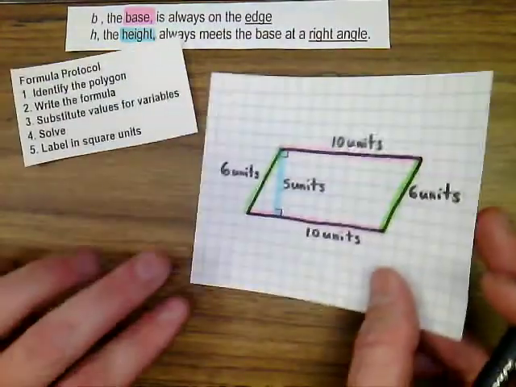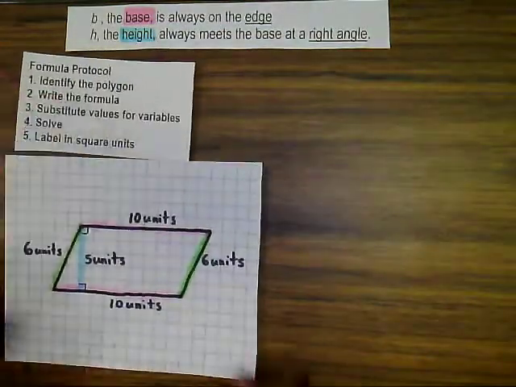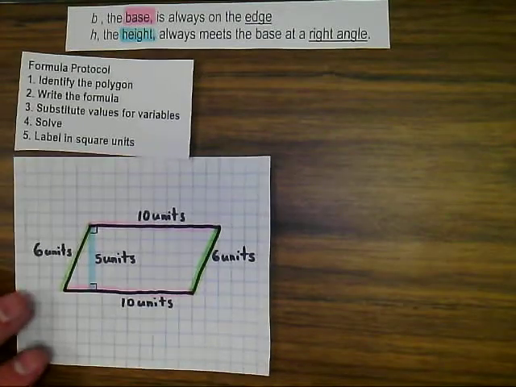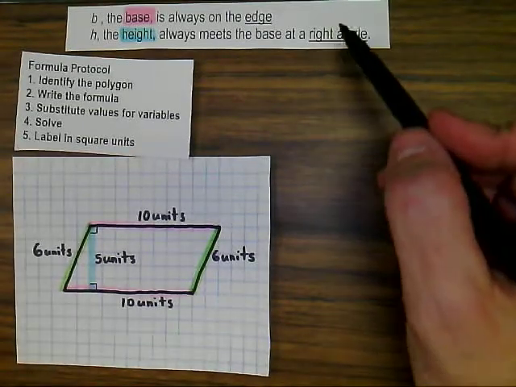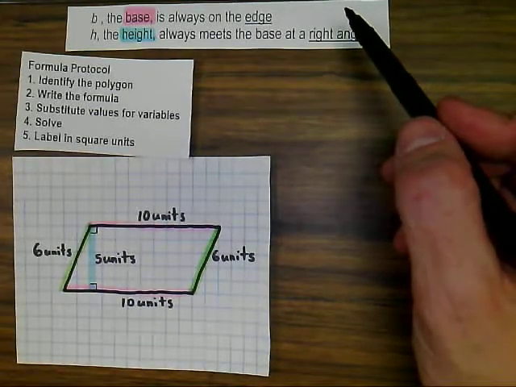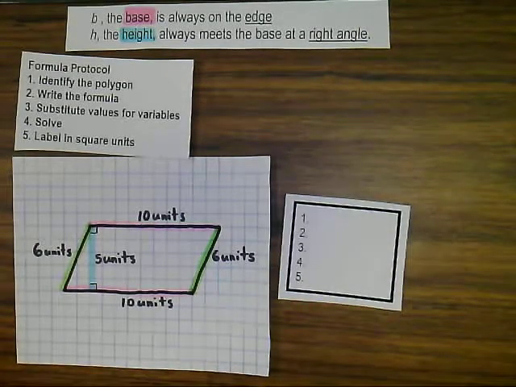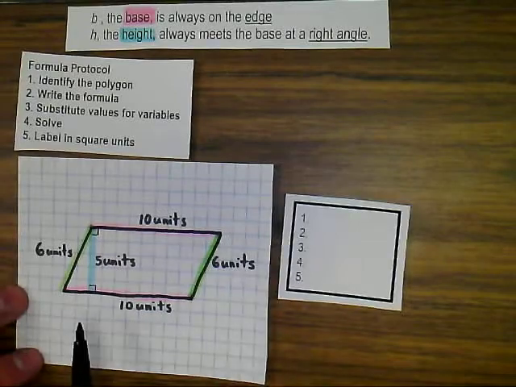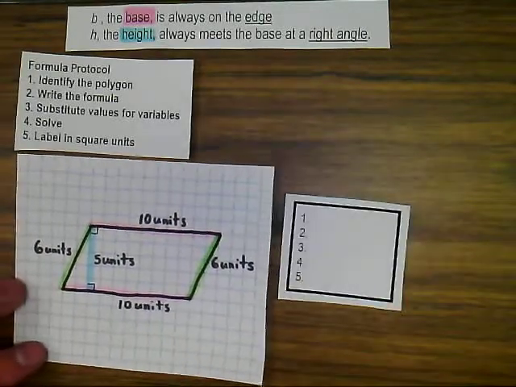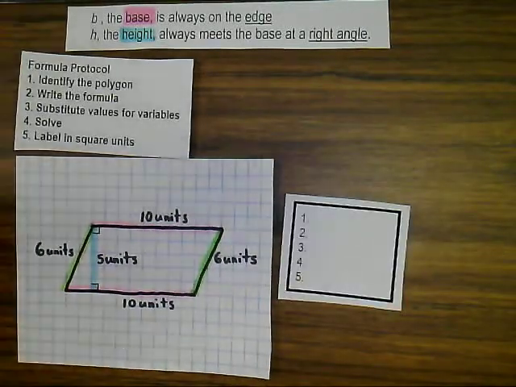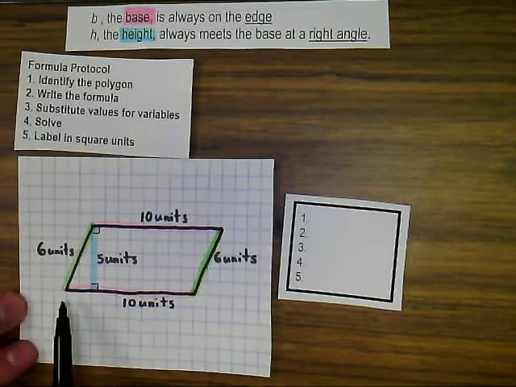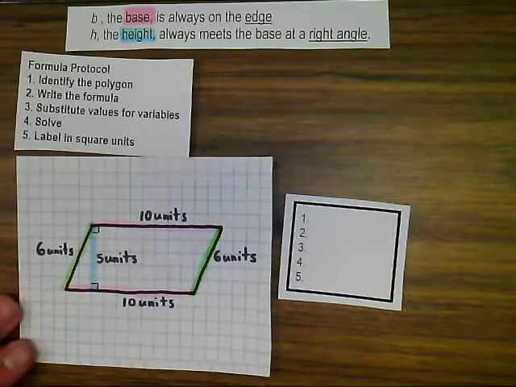Now in this situation, we have a parallelogram and it has more labels than what we need. So it's really important for us to go back to our notes on identifying the base and the height of a figure. I've got lots of labels, but I've color-coded it to make it a little easier, and then we'll review this vocabulary. The base is always on the edge. So my possible bases are these two pink lines or these two green lines.